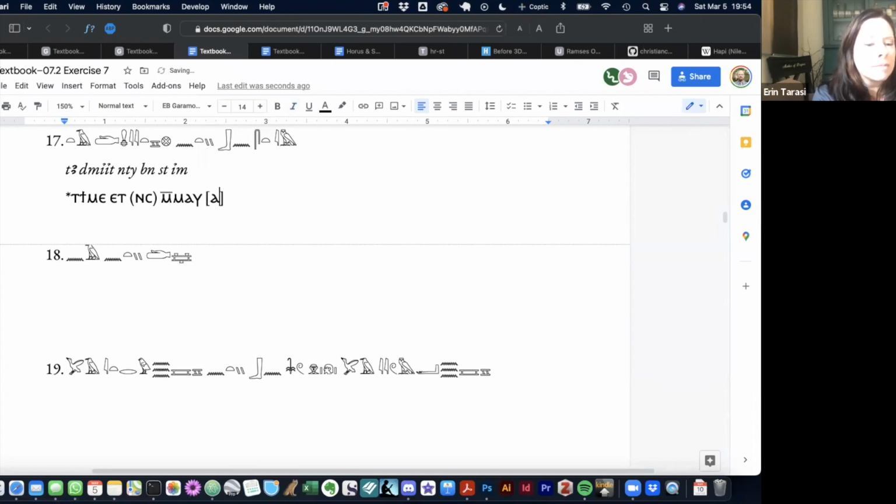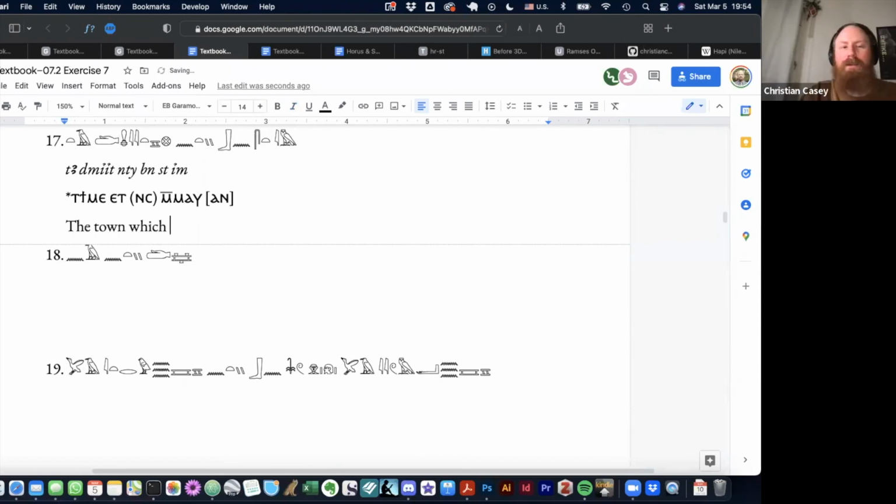The town which is not there. I mean, great book title.